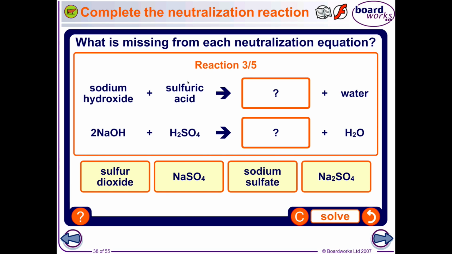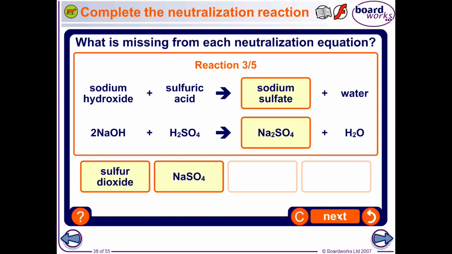Right, the third reaction, sodium hydroxide plus sulfuric acid gives something plus water. Hopefully we'll realise that it is sodium sulfate, and that is the formula Na2SO4. Most important at this point though is to make sure you know you're going to get a sulfate from the sulfuric acid.